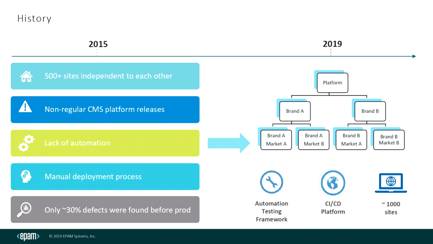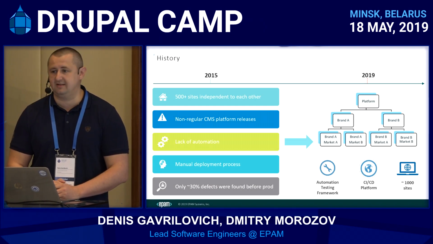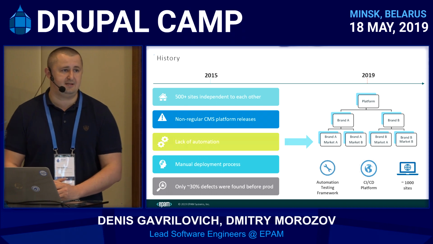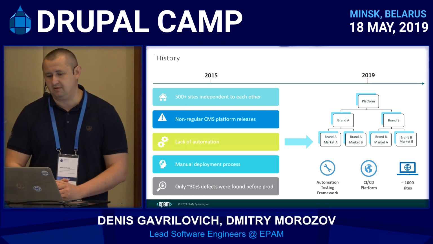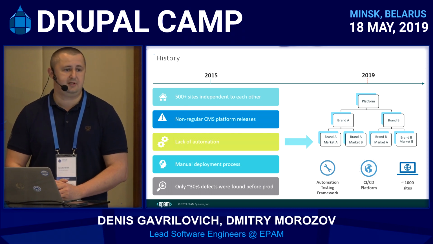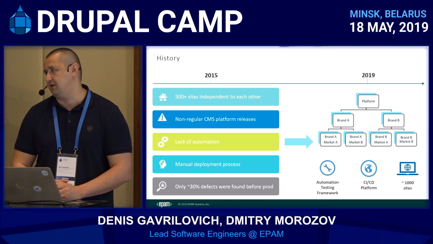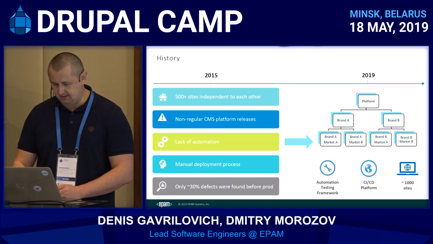We started 4 years ago, in 2015. When we started, our client had about 500 independent sites without any common source base, without any platform, without automation testing, and the same for deployment. We had manual deployment, and unfortunately, as a result, only 30% of defects were found before production. So it's a bad result.